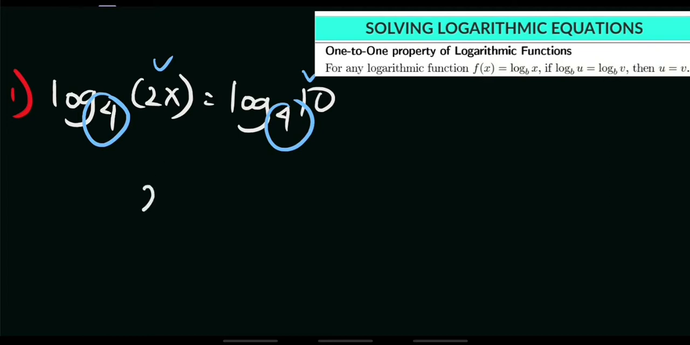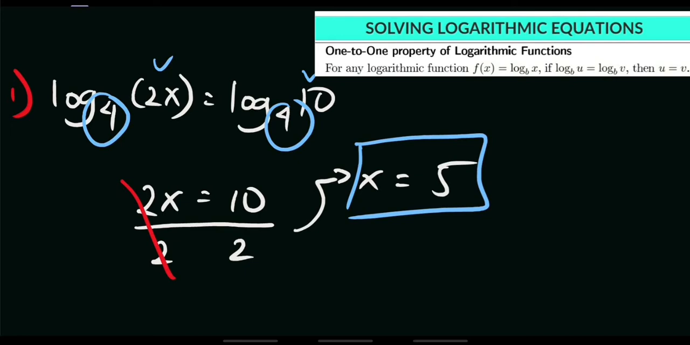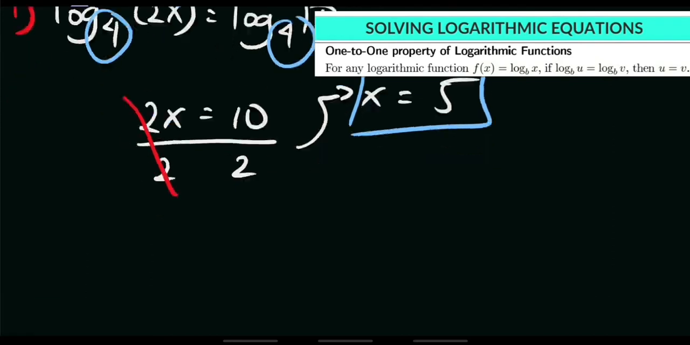It will give us 2x equals v, that is the value of 10, and solve for the value of x. Since we're solving for x, just divide this expression by 2, so cancel out 2. Therefore, x is simply equal to 10 divided by 2, and that is equal to 5. And that is our final answer. That's the concept of this one-to-one property. Let's try to answer another problem.